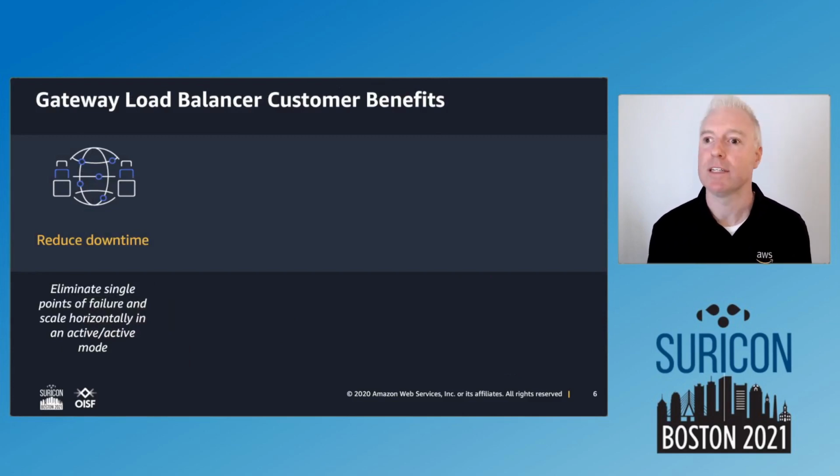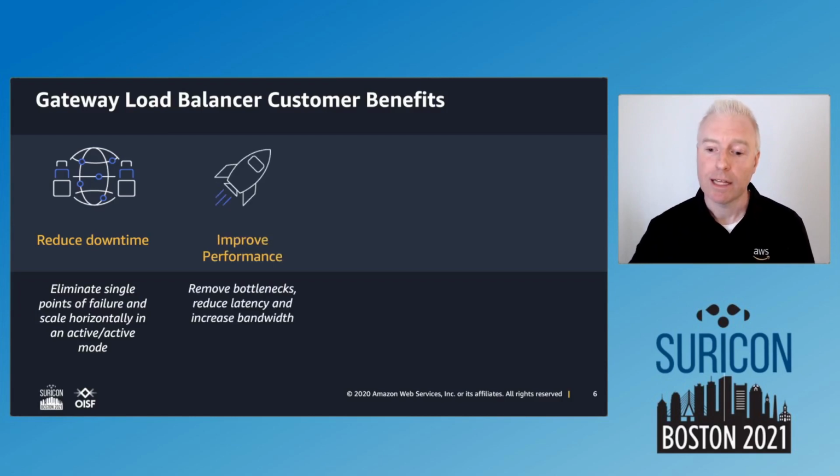So what are some of the benefits customers typically get from this type of service? Well, reduced downtime, because you're able to eliminate the single points of failure associated with those active appliances that you have to fail over to passive ones. Improved performance allows you to reduce the bottlenecks associated with vertical scale limits, because now you can scale your throughput horizontally across a fleet of appliances. It also allows you to reduce latency.